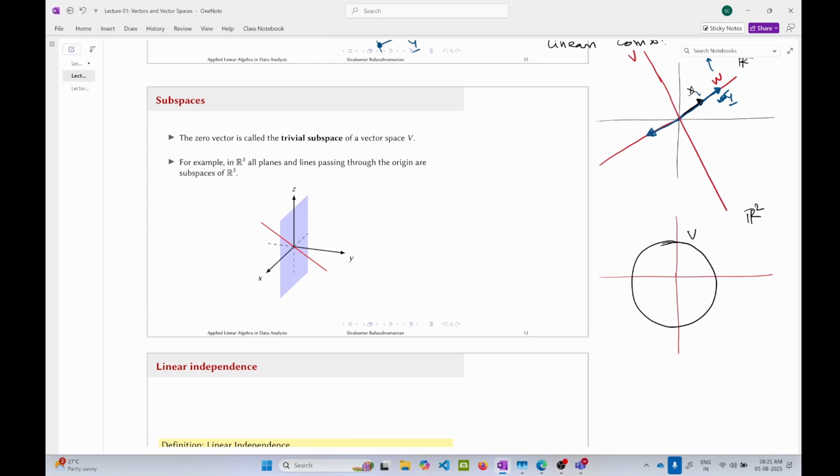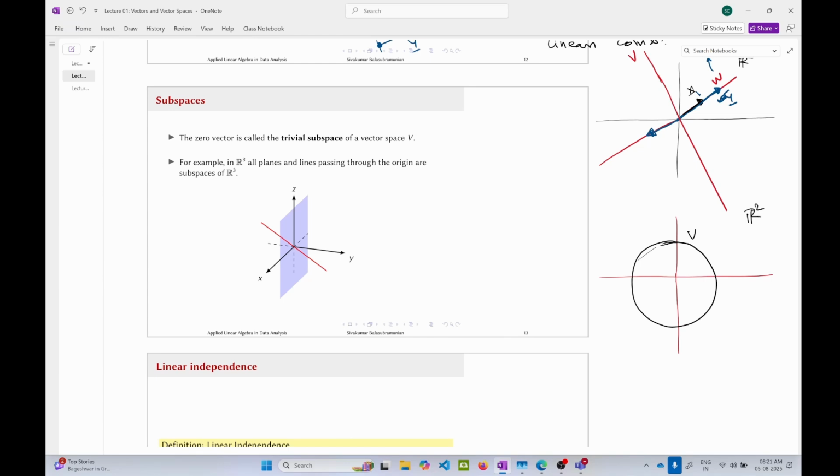So, if you want simpler, what is the first thing you test? Does it have the zero element? See, the elements of V are only the black points on the black line. Nothing else is in V. Obviously, no, this is not.